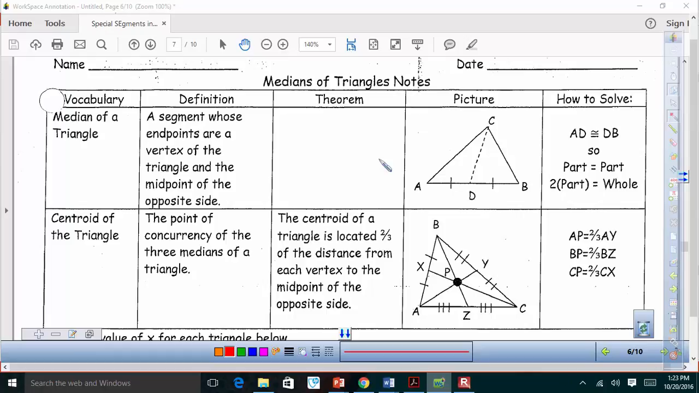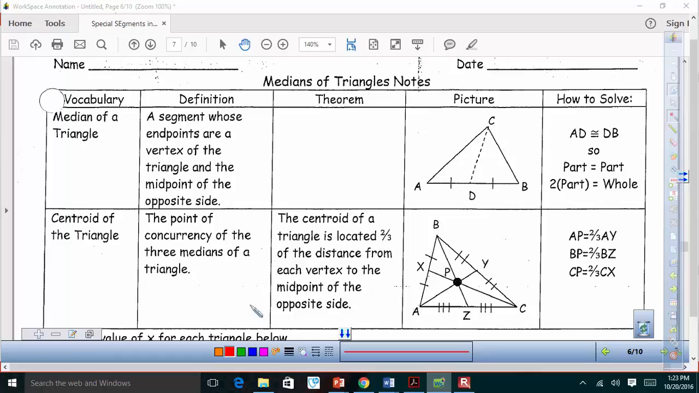And then what we learned Tuesday was altitudes. Do y'all remember what altitudes do? Okay, they go from the vertex of the triangle straight down to the opposite side and form a 90-degree angle. That's all they do. They form a 90-degree angle. Okay? And now today we're going to learn about medians.